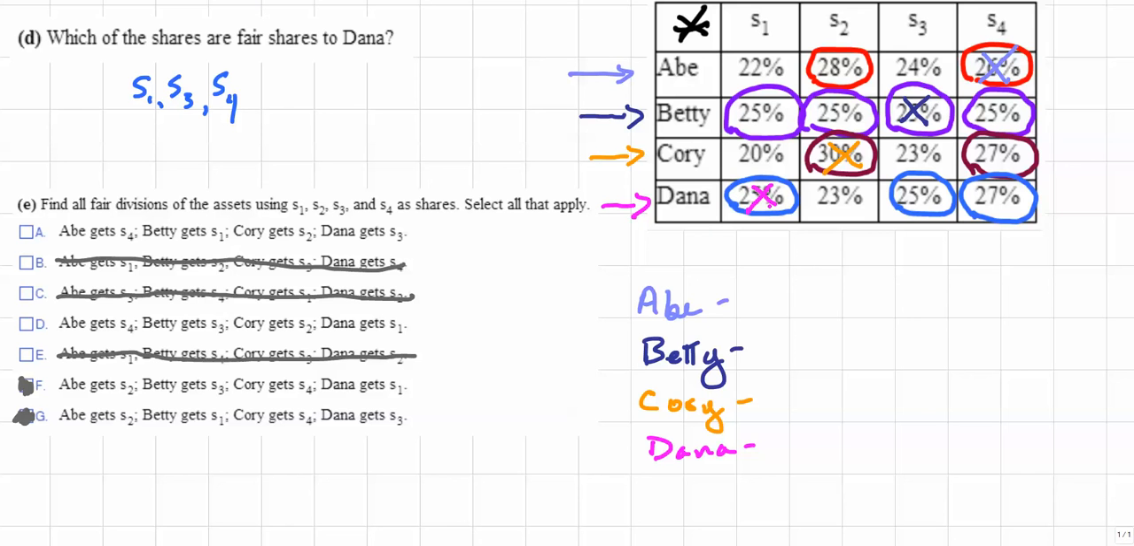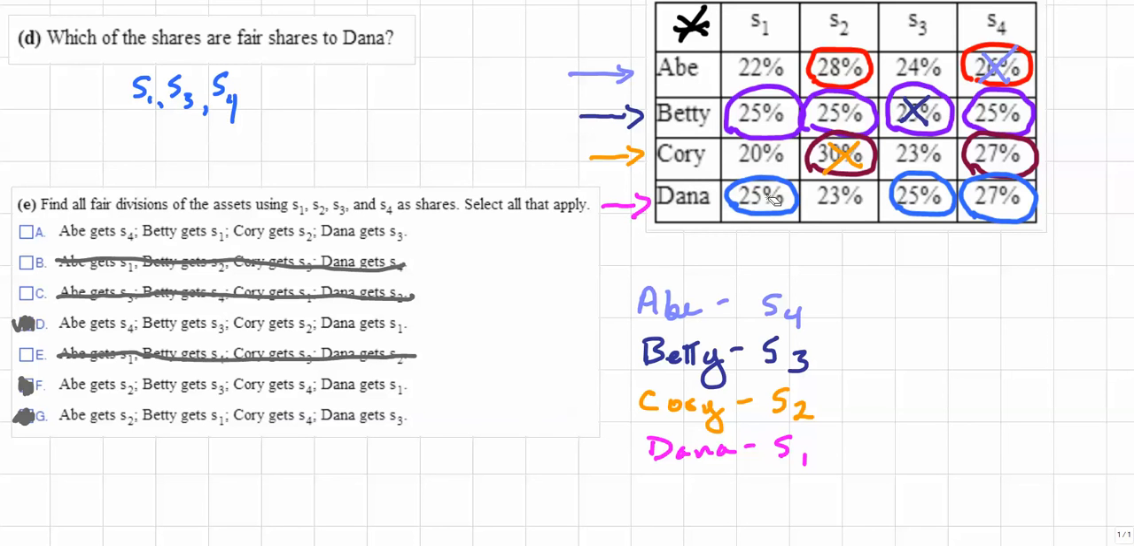So we'll go ahead and write this as Abe being S sub 4, Betty will be S sub 3, Corey will be S sub 2, and Dana will be S sub 1. And does that match any of the ones over here? Well, yes, it does, right here, part D. Which leaves me with part A, and we just want to confirm that that is in fact a true statement.